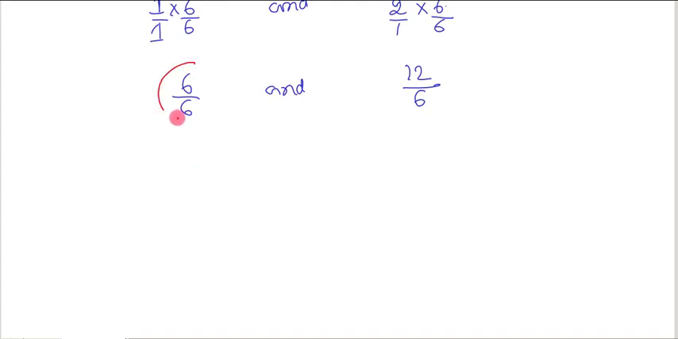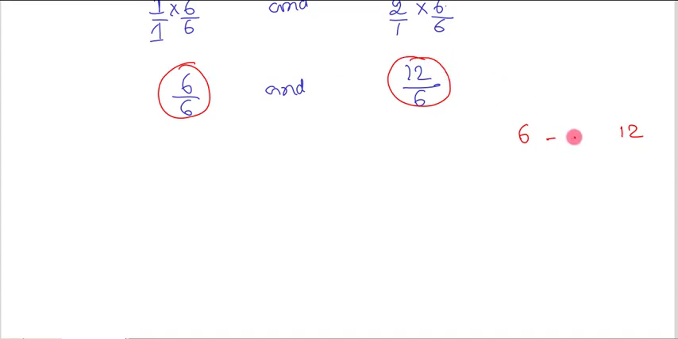See, if you observe this 6 by 6 and 12 by 6, both are having the same denominator, 6. So, these two can be said to be like fractions. Once you make them into like fractions, then afterwards we need to see the gap between the numerators. What is the numerator of the first fraction? That is 6. The numerator of the second fraction is 12.